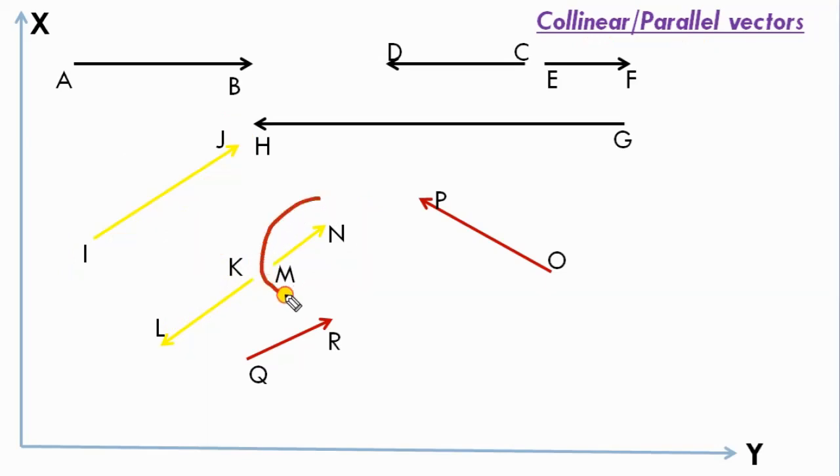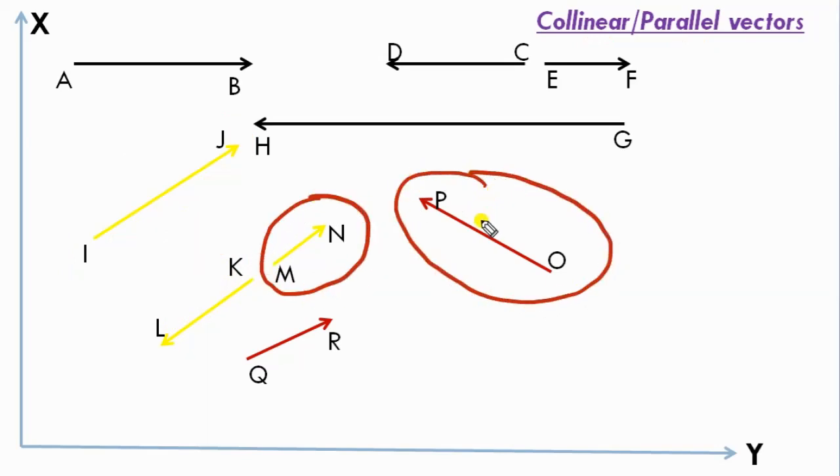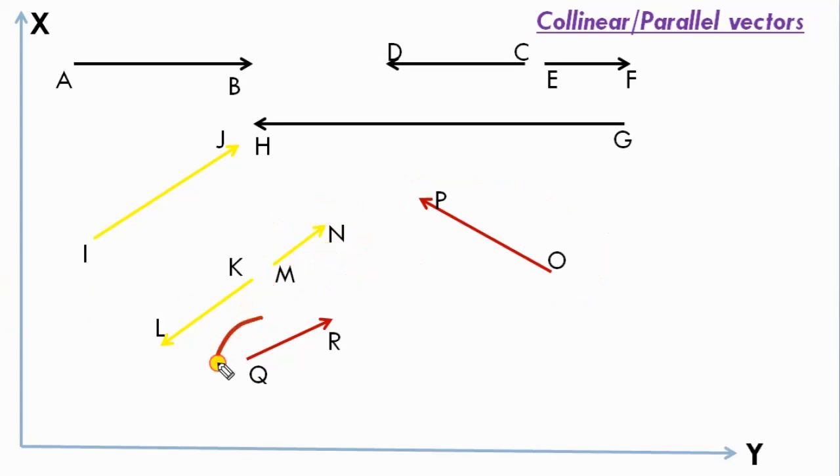Can you tell me if vector MN and vector OP are parallel with each other or not? Of course not. They are not parallel because their directions are neither same nor exactly opposite to each other. Similarly, vector QR is not parallel with any of the above vectors because its direction is different from all the given vectors, right?